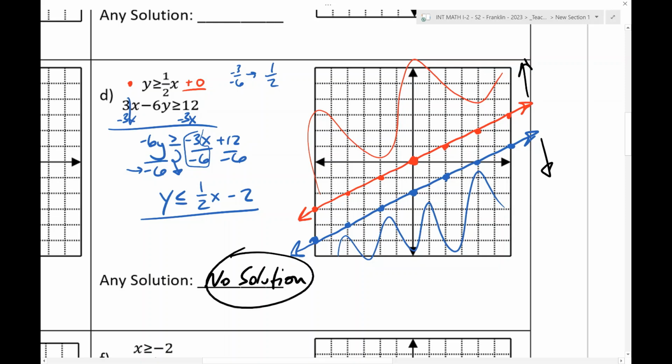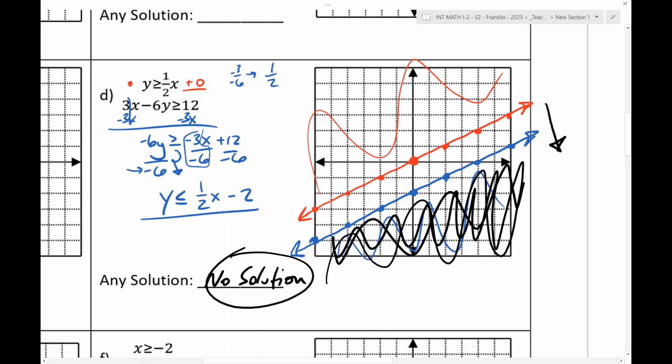Similar to a system of equations, when your lines are parallel, it is possible to get no solution. However, not every time you have parallel lines in a system of inequalities is it going to be no solution. Because if this red line, for example, had been less than, then it would have been shaded down, and the shaded overlap would be this area here.